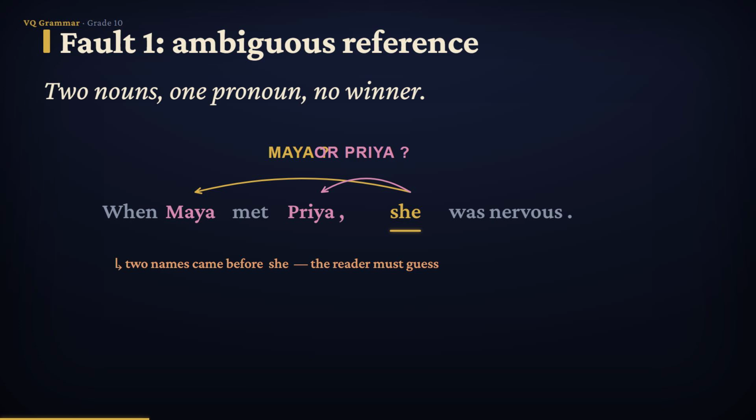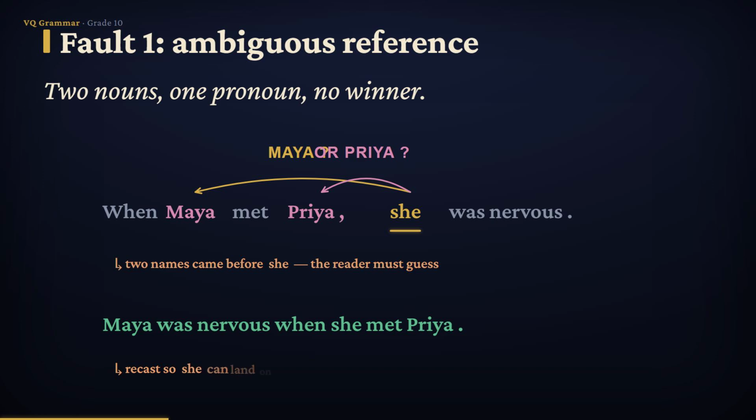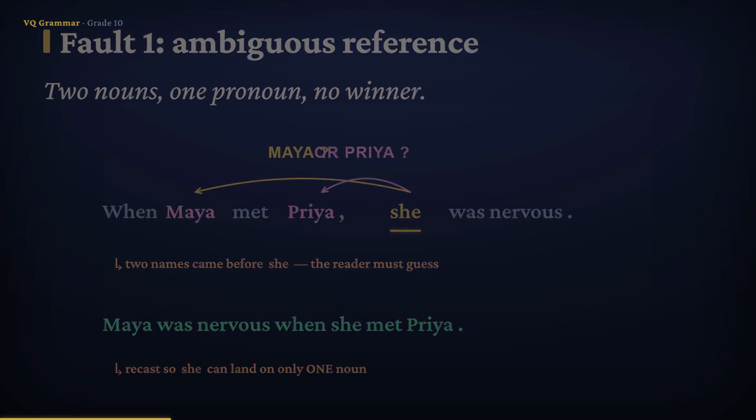The cure is simple. Either name the person outright, or recast the sentence so the pronoun has only one place to land. Watch this. Maya was nervous when she met Priya. Now the pronoun comes after Maya, and there is nobody else it could possibly mean.